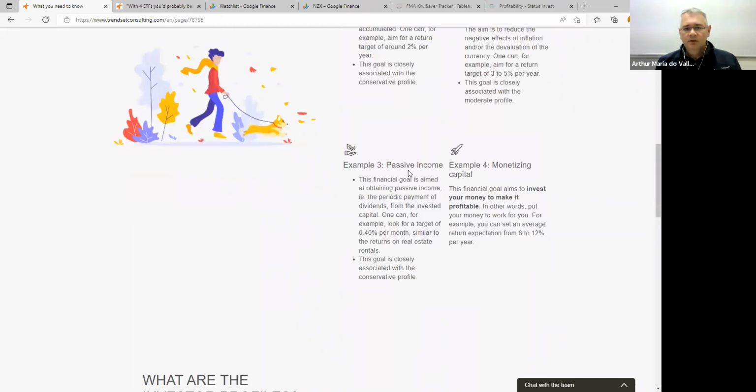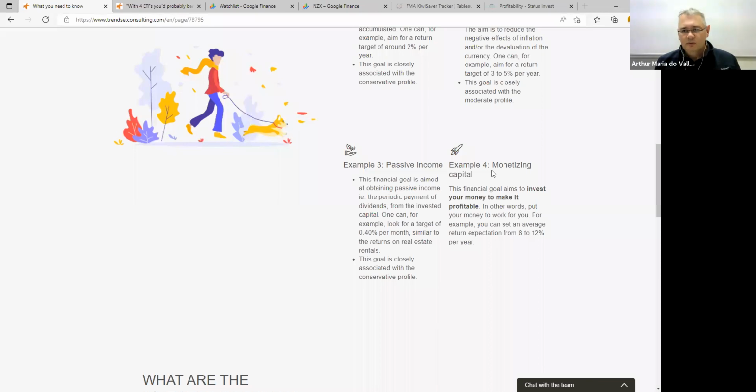Another example might be to get some passive income. And passive income is to get every month some money in addition to your actual job. Maybe because you have investments, maybe someone is paying a kind of rental, and then you are getting that every single month that you might use or you might reinvest. So there are some investments that provide you a passive income. And note here that passive income is different from the passive strategy, okay? But I will get into that in a little while. Another example might be to monetize your capital.